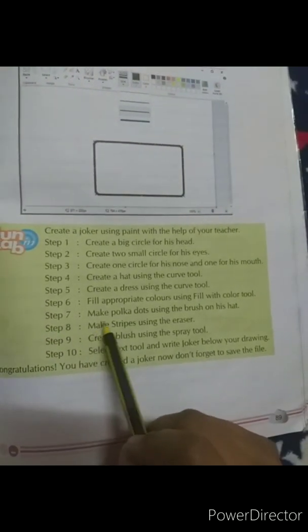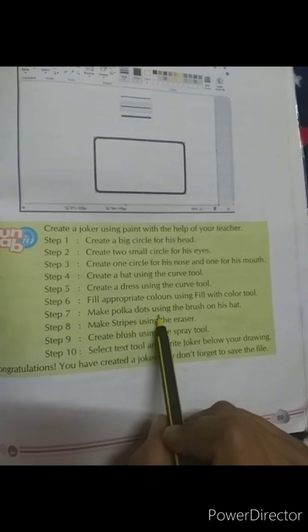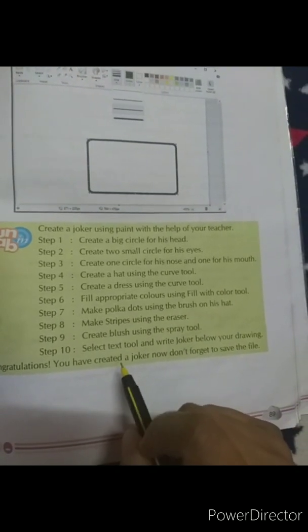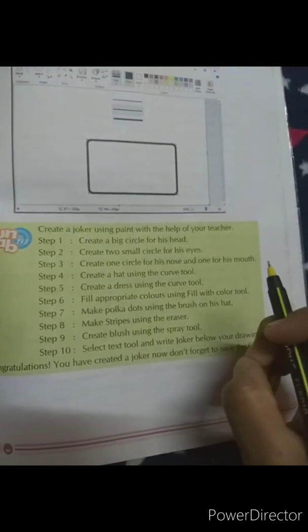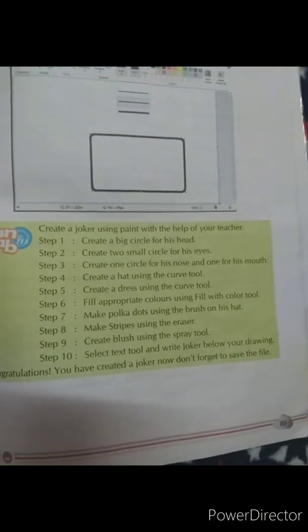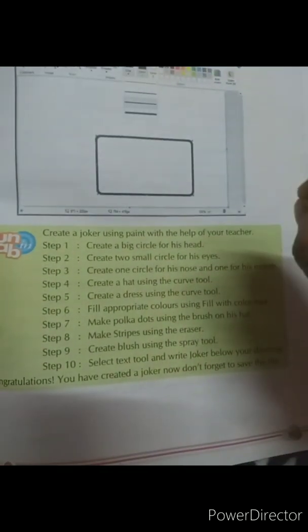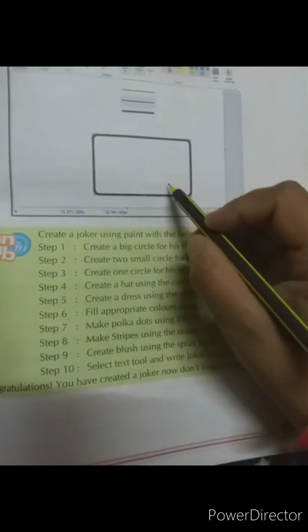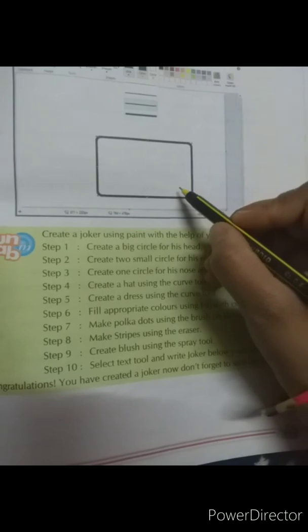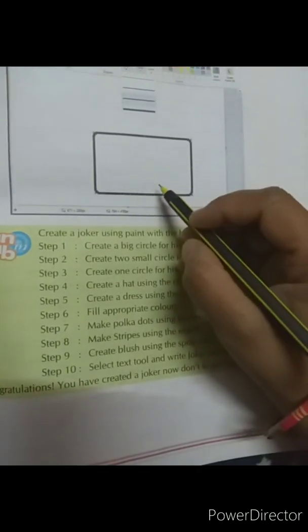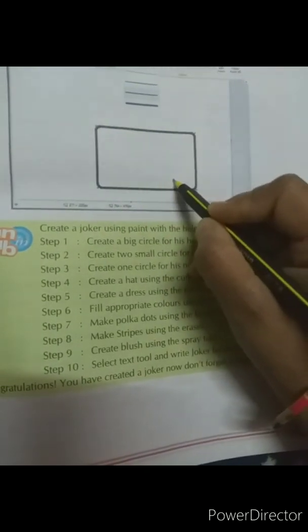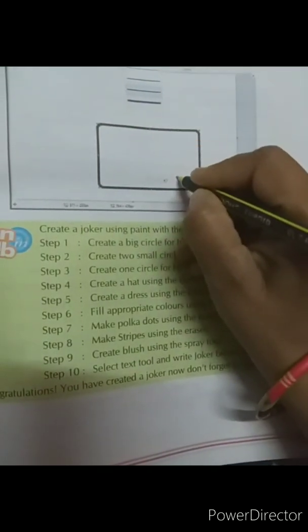Step 7. Make polka dots using the brush on his hat. You will use a brush and you will use whatever color you want. Then you will go to that hat, and when you click with the help of the left button, you will click, then dot like this and this.